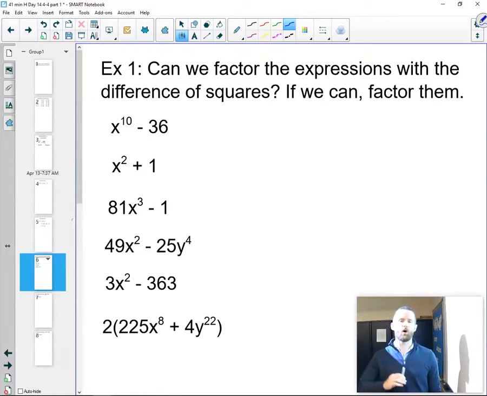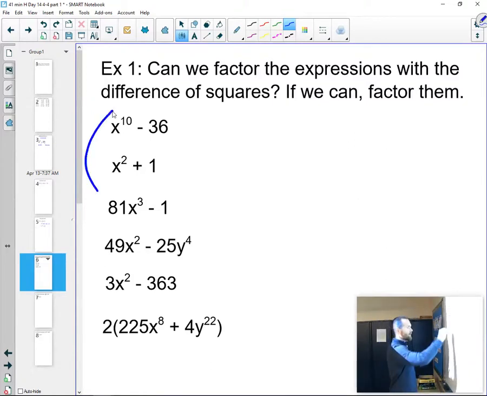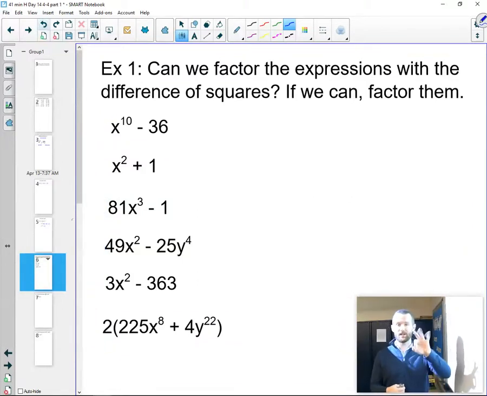So it might be worthwhile to pause the video right here and try these problems on your own. Think, okay, so for each one of these, run through the checklist. Is it a difference of squares? And if it is, try your best to factor them. Then, when you've got your answers, come back and check. So 3, 2, 1, let's go over it together.